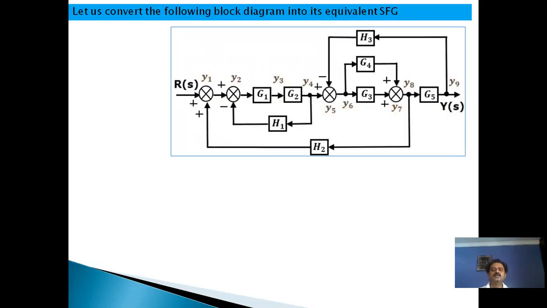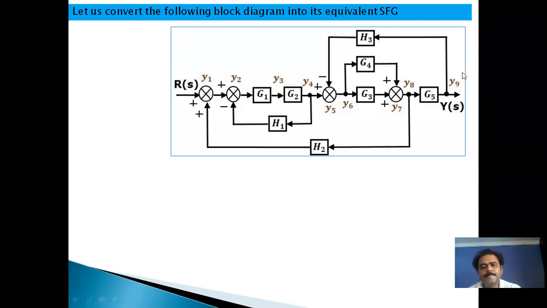Now let us construct SFG from a block diagram. So please try to note down this figure. In the last class, we have stopped here due to some technical problem. I think something has happened to internet. Because of that, we have stopped here. So let us draw this figure.